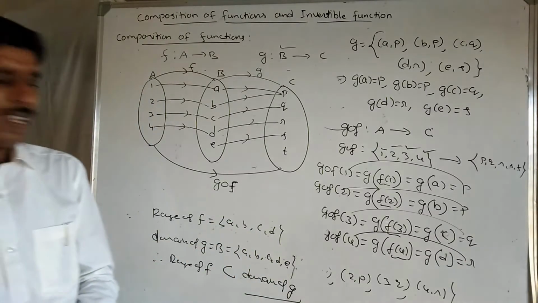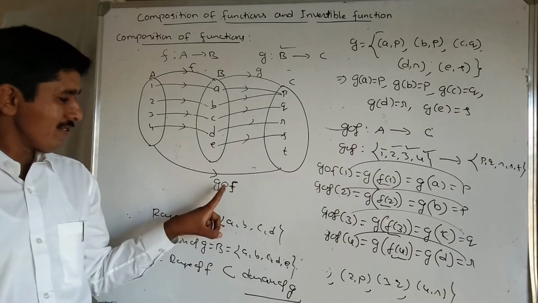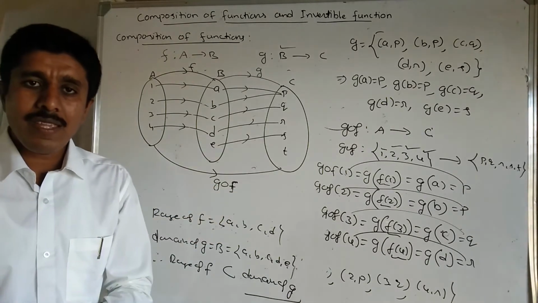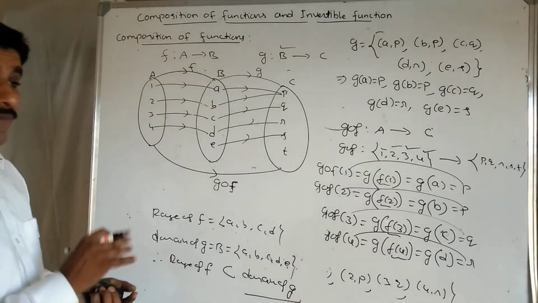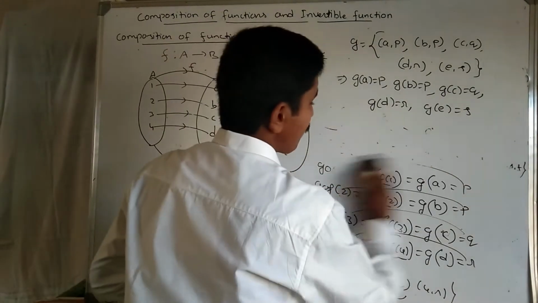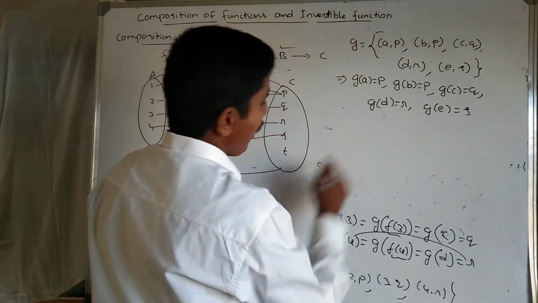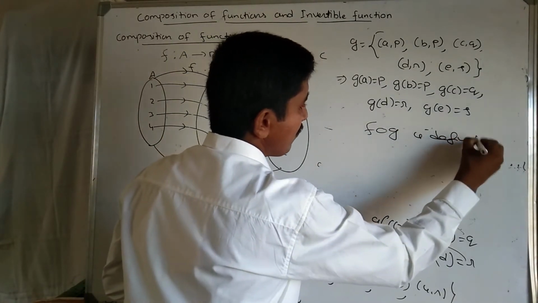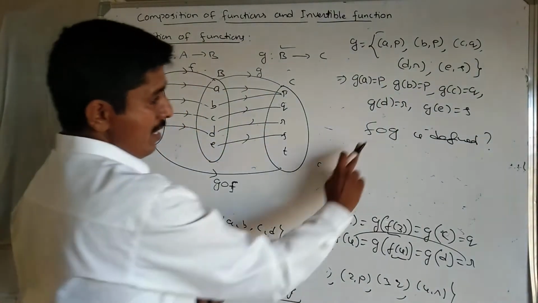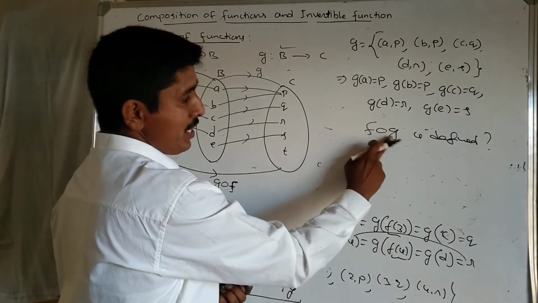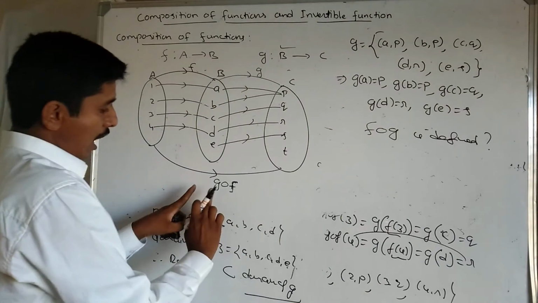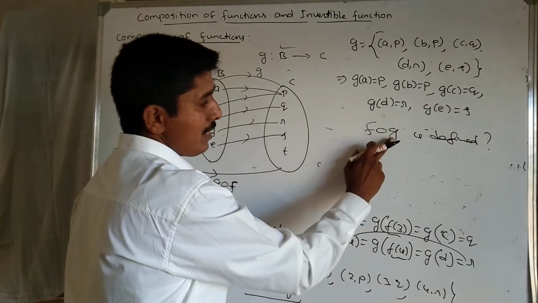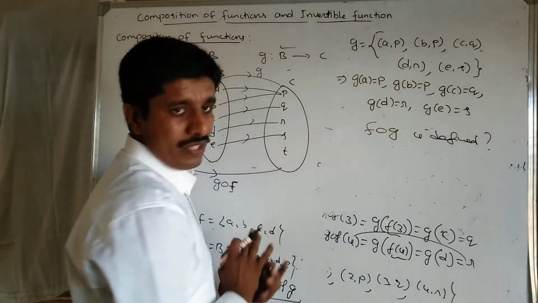Got it? Very important thing here. When it is defined, meaning the range of F is a subset of the domain of G, then GoF is defined. Next, if you take FoG, when FoG is defined, here the composition of F and G is denoted GoF, and the composition of G and F is denoted FoG.